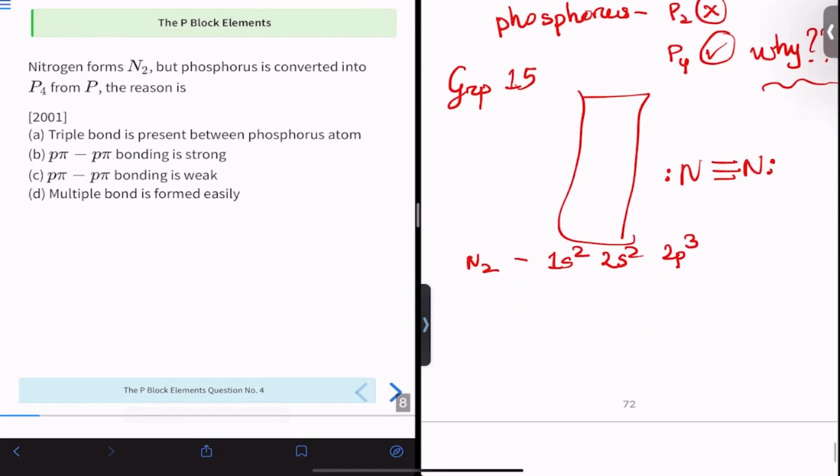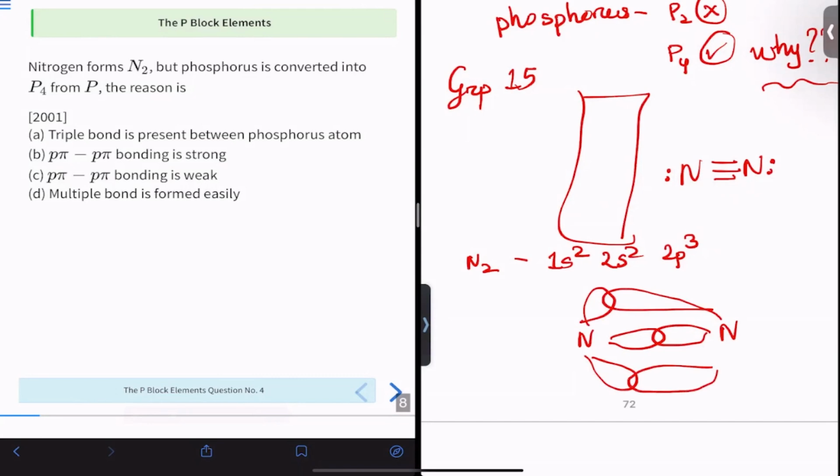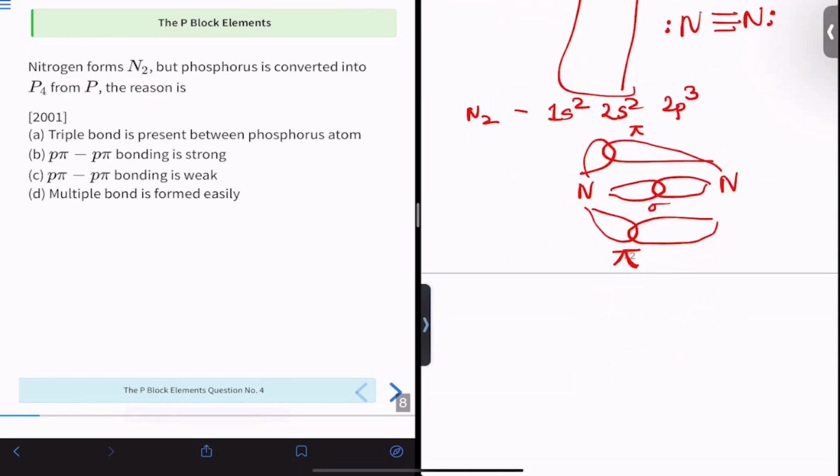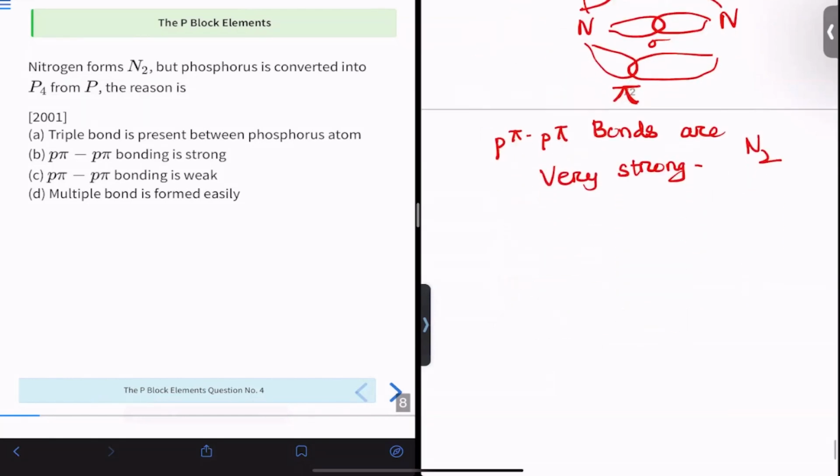If you draw the orbitals for N, if these are the p orbitals, they overlap with each other. Okay, this is the sigma bond, these are the pi bonds. And in N2, these p pi bonds are very strong.